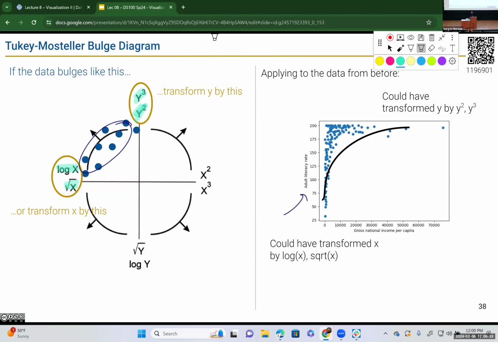All right, cool. How are we doing on Slido? Sure, yeah. Good. Wonderful.